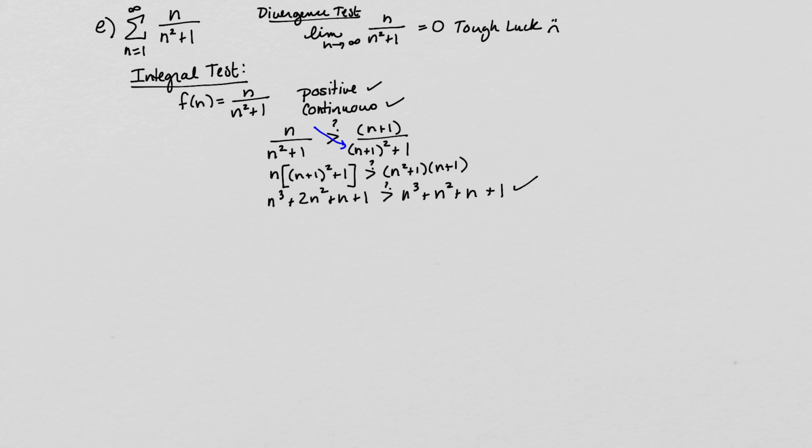Okay, so now we have to just do the integral, right? We're looking at the integral from 1 to infinity of x over x squared plus 1 dx. So we're talking about the limit as b approaches infinity of the integral from 1 to b of x over x squared plus 1 dx. So how am I going to integrate x over x squared plus 1 dx?